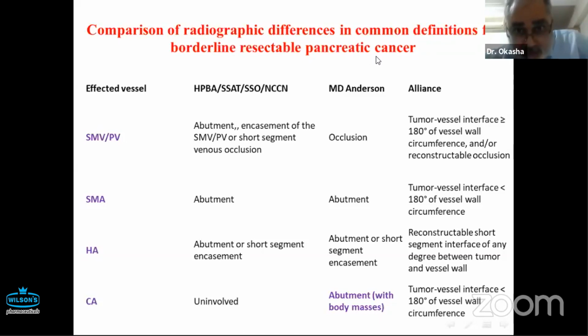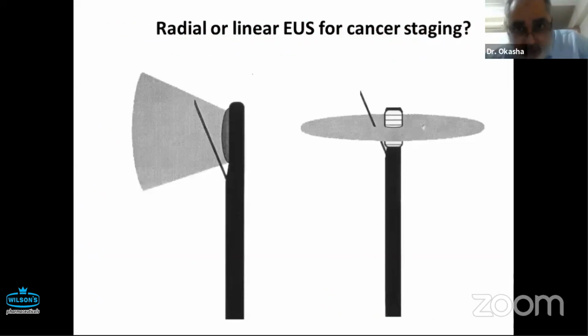So all societies stated that any involvement of the celiac axis by the cancer, whether abutment or encasement, makes it unresectable, except MD Anderson. It is stated that abutment of the celiac axis by a pancreatic body mass renders it borderline resectable, and we may try neoadjuvant chemotherapy for possible down staging of the mass and further radical resection later on.